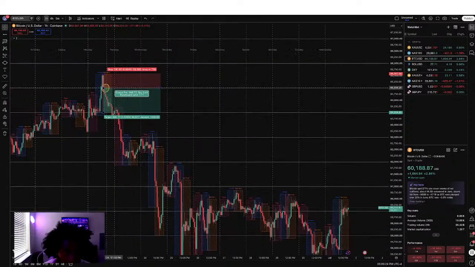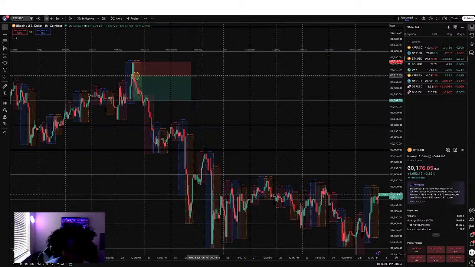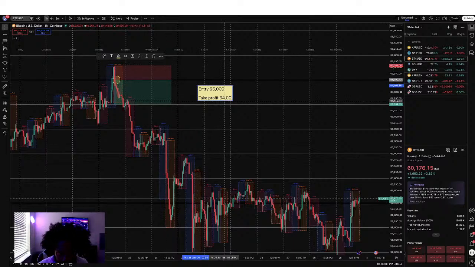So let's say I would have taken this sell entry, right? And I just took it down to the next level. Okay, so the entry would have been at 65,000, and then the take profit would have been at 64,000. All right.